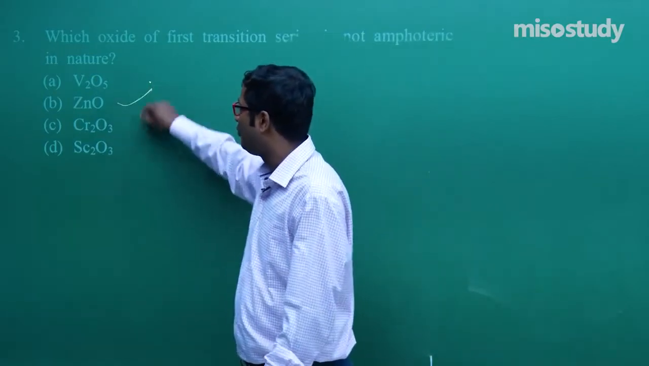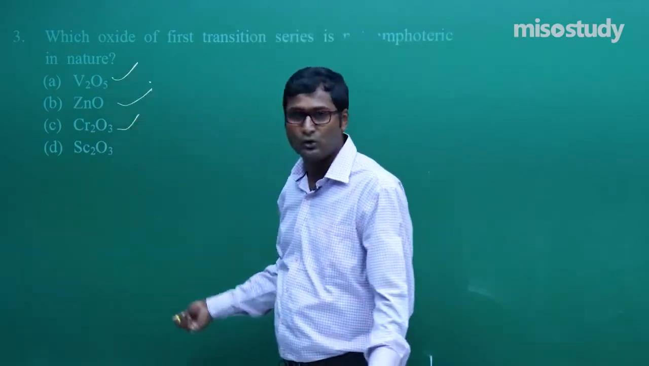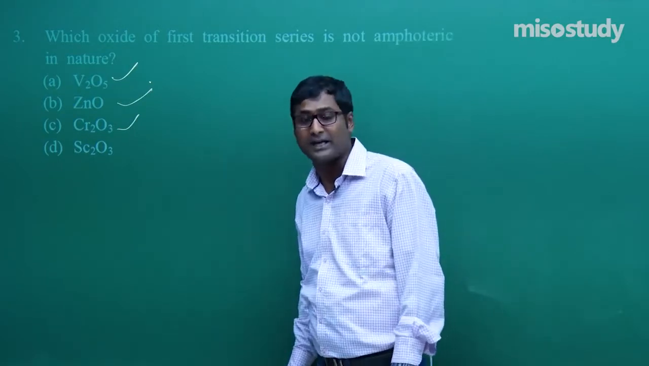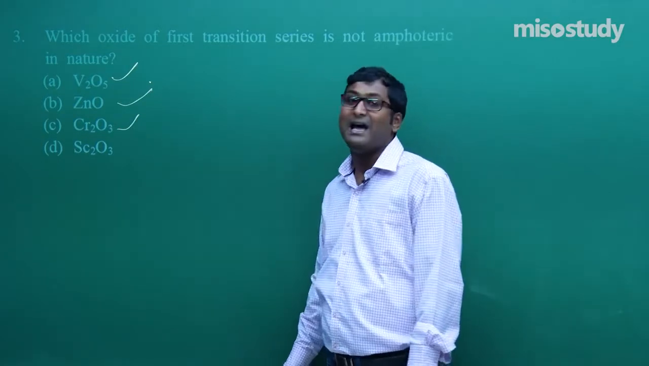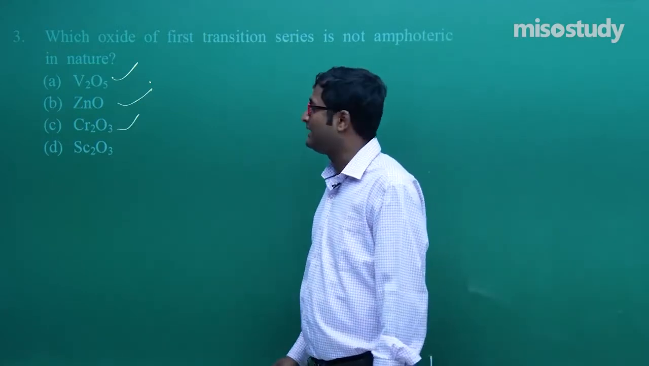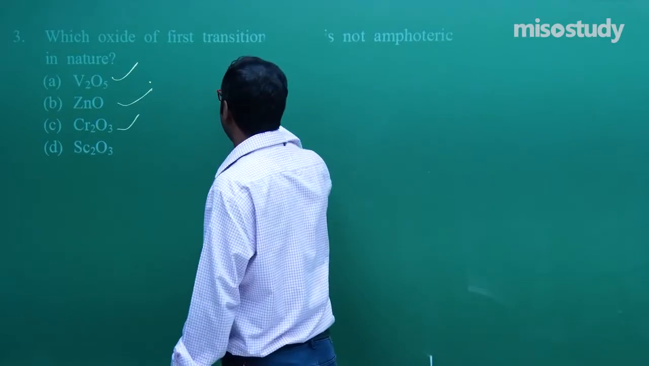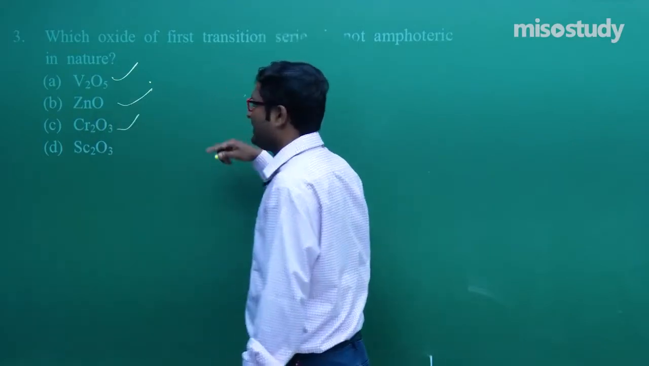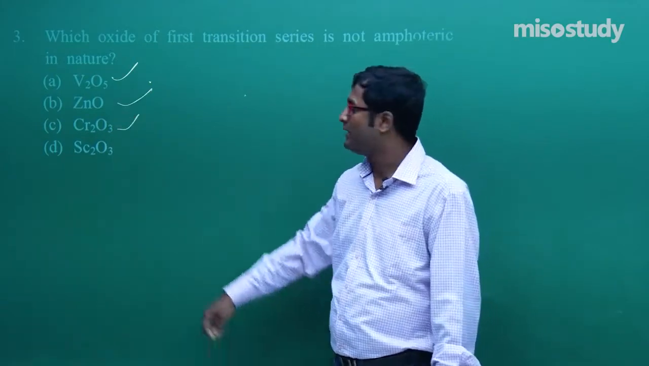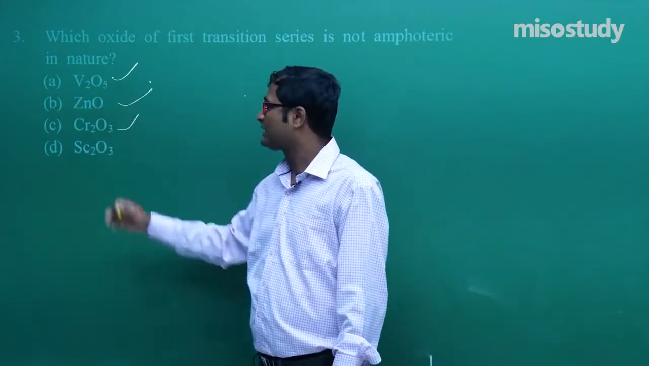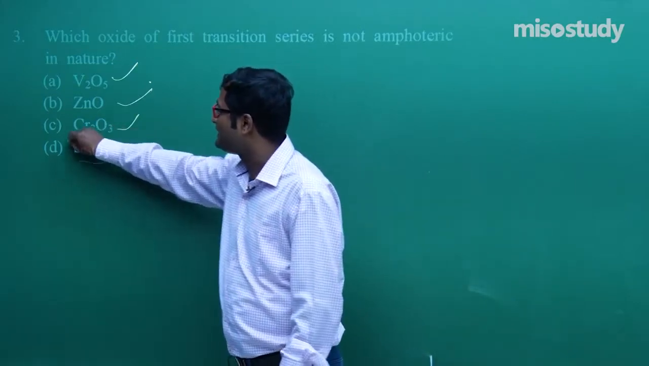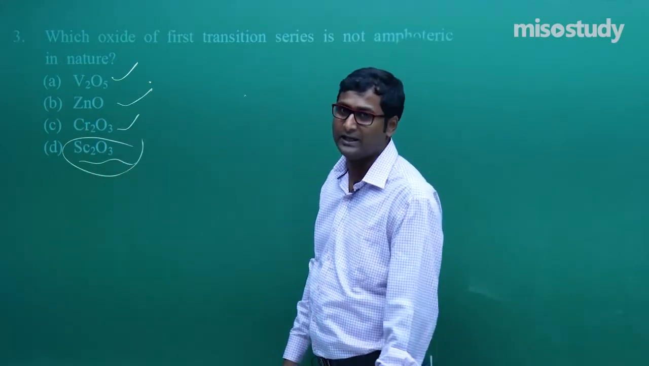As we know, ZnO, V2O5, Cr2O3 all are amphoteric in nature. What do you mean by amphoteric? As I discussed earlier, if they have both acidic and basic properties, then they are amphoteric in nature. If it reacts with acid, it can form a compound. If it reacts with base, it also forms a compound. Similar is the case of vanadium, similar is the case of chromium. But if I talk about scandium, this is not amphoteric in nature.